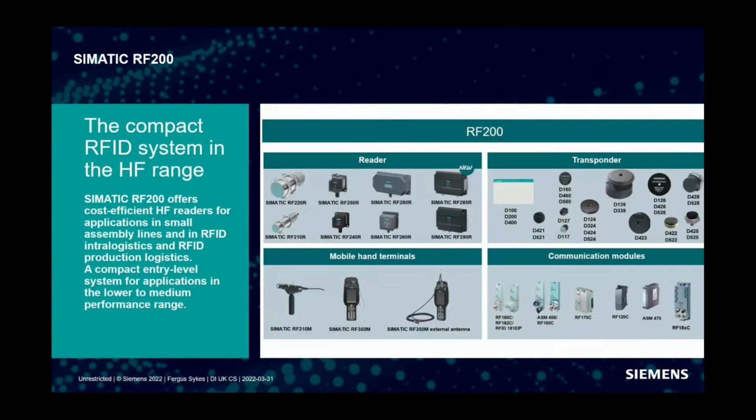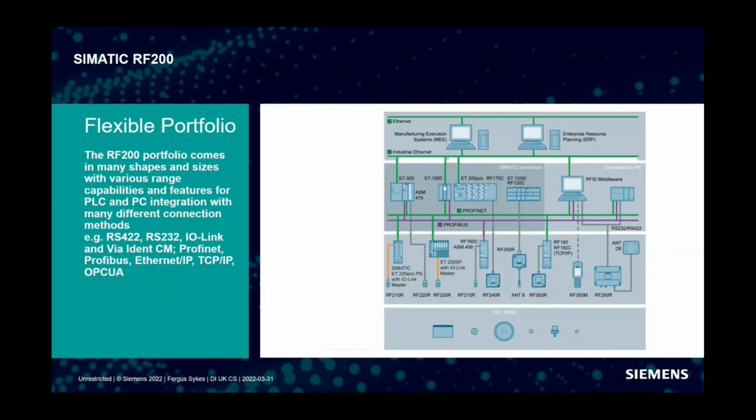Quickly looking further at the RF200, that's a quick look at the range. So you've got readers and antennas, there's a load of transponders, a handheld, and then communications modules to pull it onto any bus system that you please. We also have an IO link version of the RF200 range. All sorts of different sizes and shapes of reader.